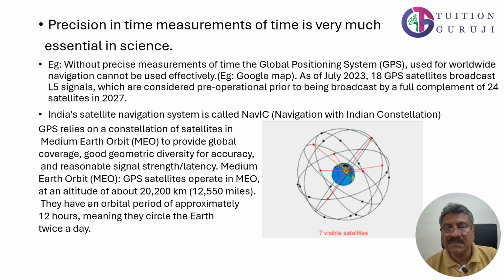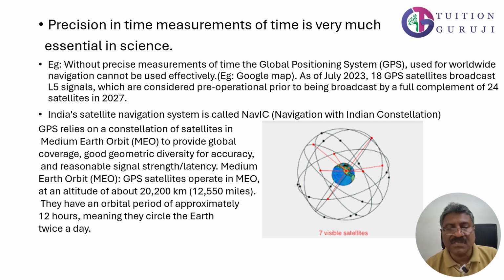This GPS is using 18 medium Earth orbit satellites at present, which will be enhanced to 24 satellites by about 2027. India also has a GPS-like system called Navigation with Indian Constellation.